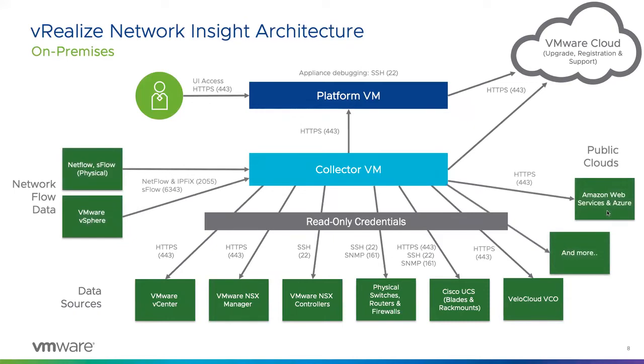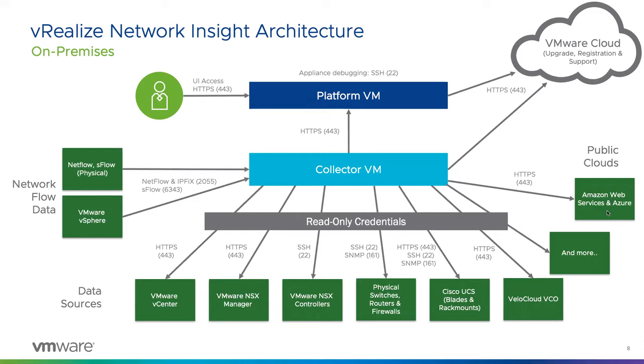we're taking all of the data that we collect from all of these various data sources, whether it's vCenter, NSX, physical switches and routers, UCS or HP OneView or OneConnect, VeloCloud, AWS, even getting into collecting NetFlow and sFlow from physical networking devices such as switches and load balancers. All of this data is being pulled into the collector virtual machine appliance and is being aggregated. We're doing deduplication and so on, and basically only sending roughly 30% of the overall data to the platform VM that is actually displaying the results of the data collection.